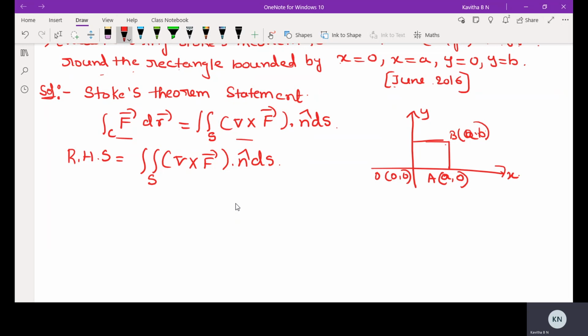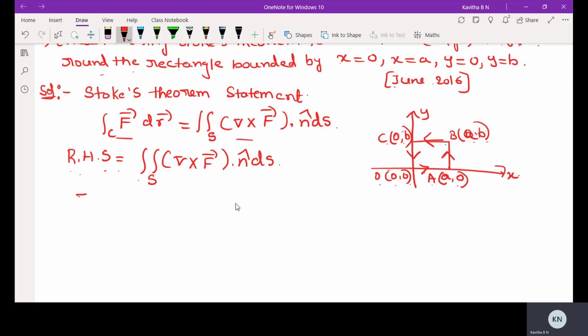Then C is here, x-axis is 0 and y-axis is here b. You have to draw the diagram. The curve will go this way: OA, AB, BC and again CO. Understood? O point is 0, 0, A point is a, 0, B point is a, b, and C point is 0, b. Then first we have to find only the RHS.